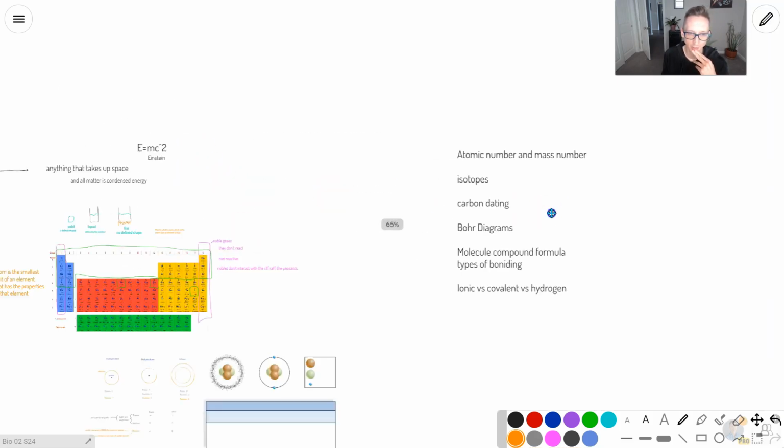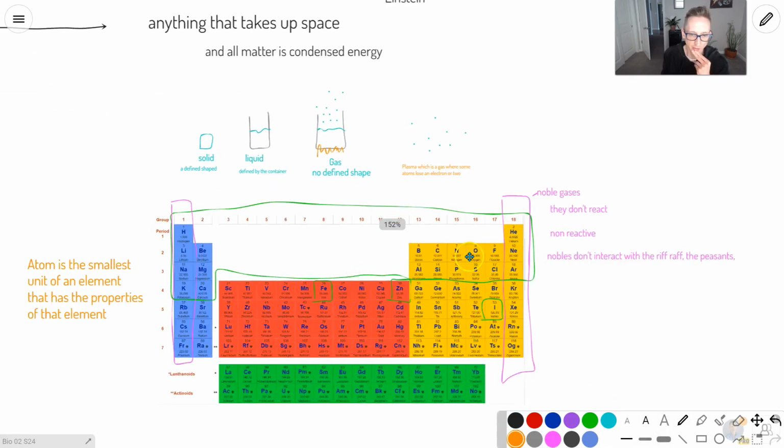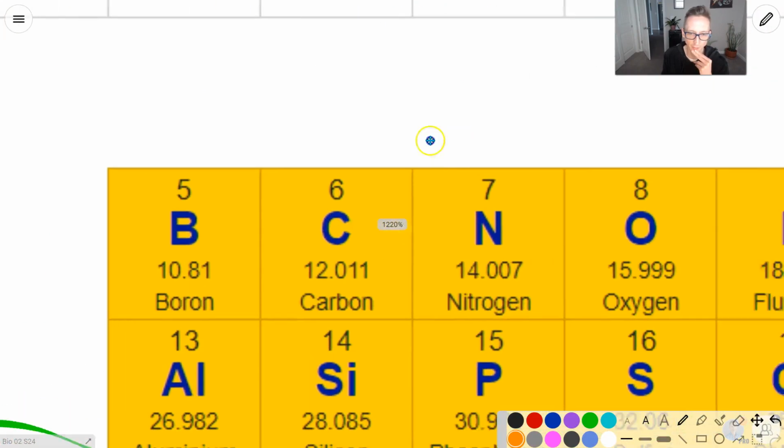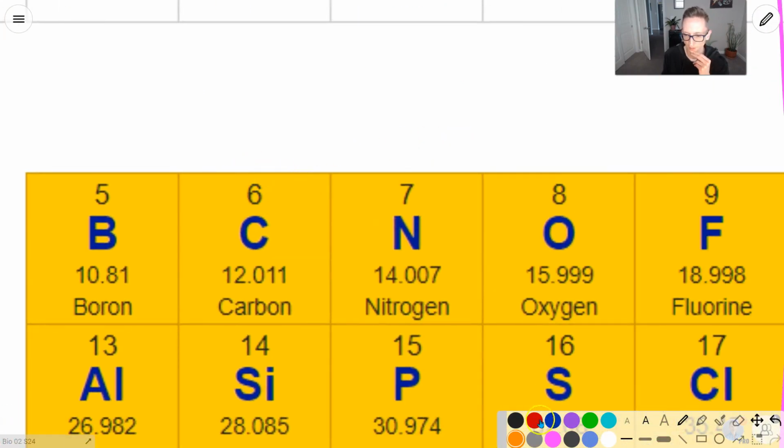Atomic mass and number. So we talked about this a little bit. Let's go right to carbon. On a periodic table, this number here is the atomic number. The atomic number of carbon is always 6. It will always be 6. It's forever 6. And this represents the protons, which will also equal the number of electrons. And this changes the properties of the atom. And we'll talk about why.